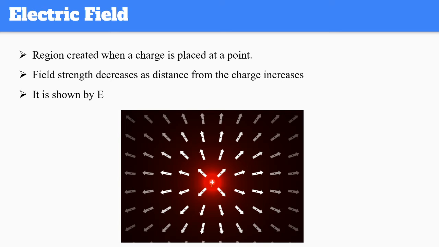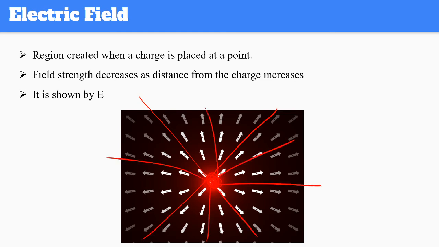So basically when you have a charge, it is going to create a field around it, and it's going to go all around. So that field, this region, is called electric field. And what is the reason for the electric fields? Basically a charge. So any charge is going to create its own field. An electric field is shown by capital E.